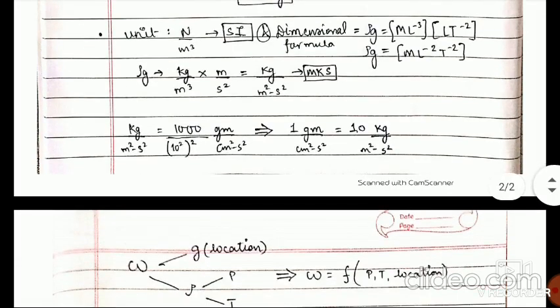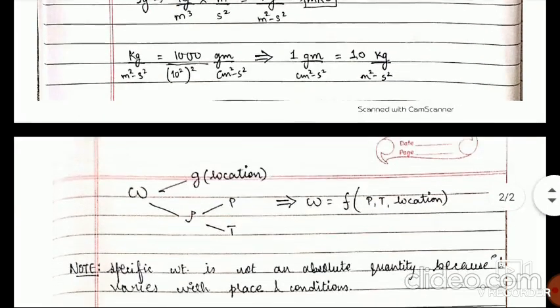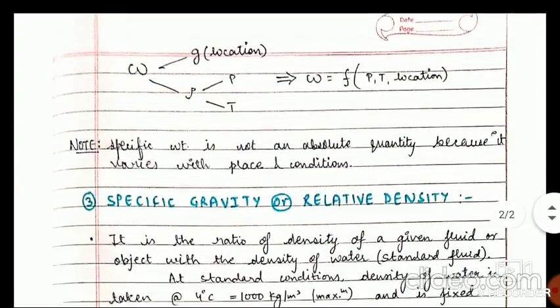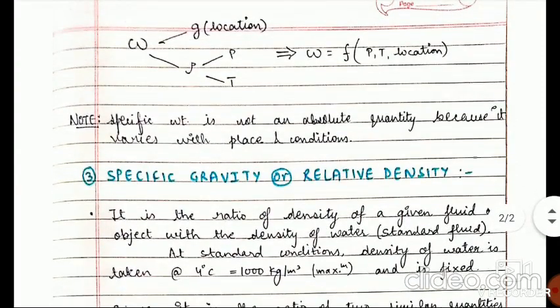Writing rho g in its units and multiplying the units of rho and g, we find its MKS unit to be kg per meter square second square. And on further simplification, 1 gram per centimeter square second square is equal to 10 kg per meter square second square. Now we will see the variation of specific weight.